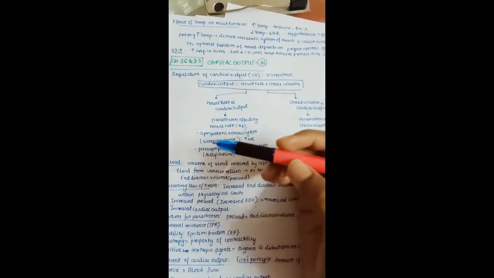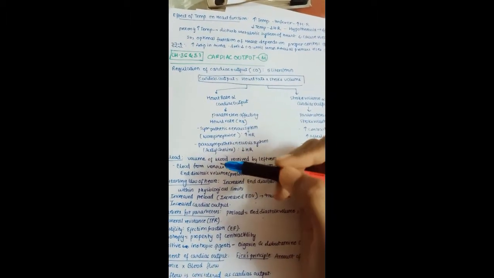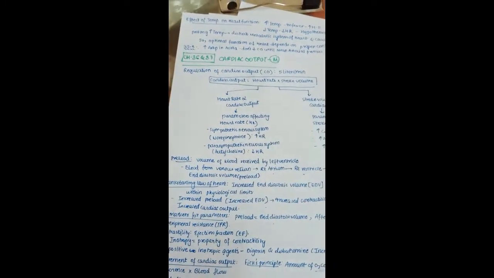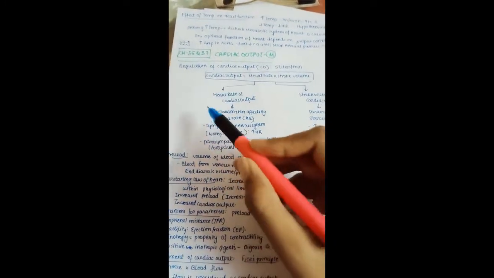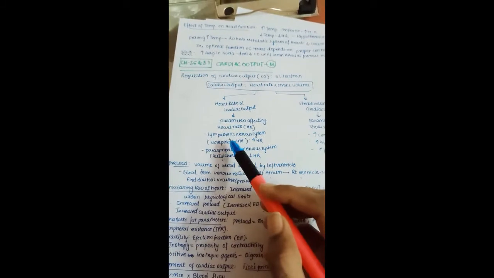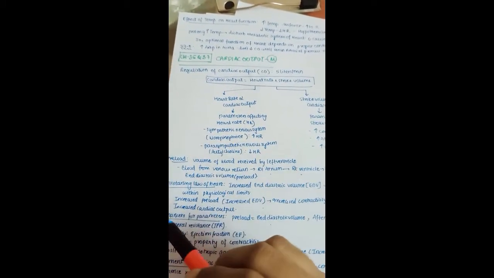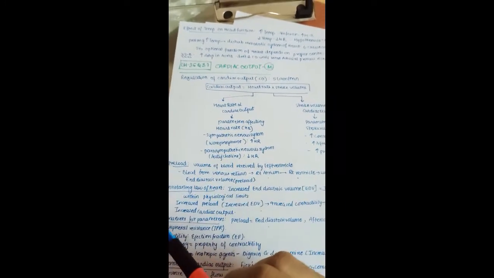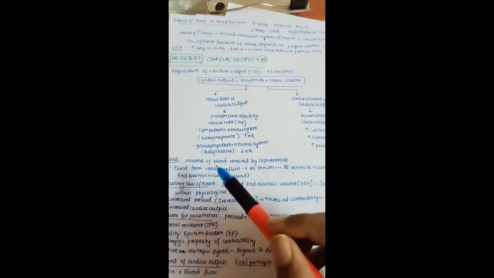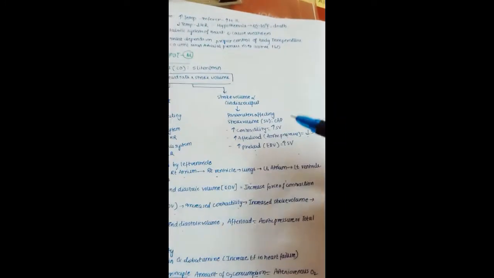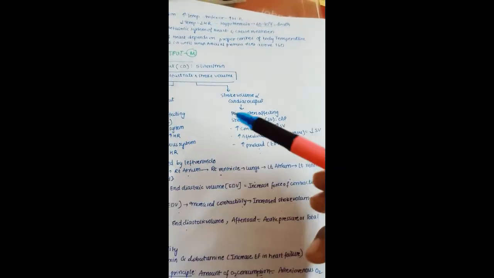So now let us see what the parameters are which are affecting the heart rate. You can see both the sympathetic and parasympathetic nervous systems are factors which affect the heart rate. The sympathetic nervous system releases a chemical, norepinephrine, which in turn increases the heart rate, and the parasympathetic nervous system releases acetylcholine, which decreases the heart rate.